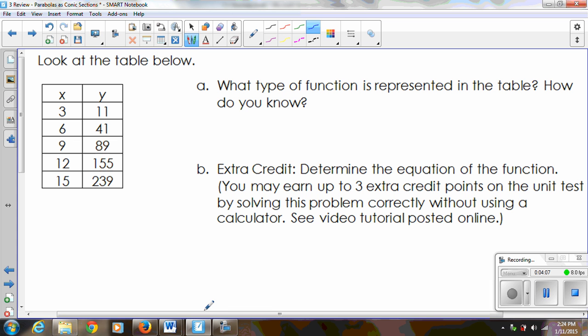If you remember, when we were looking at series and sequences, what we often try to do is find a common difference or a common ratio.